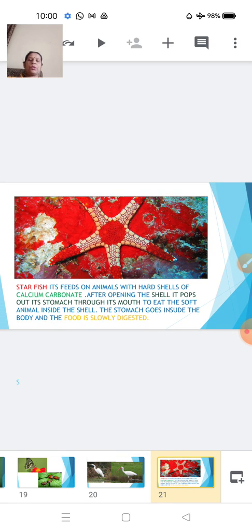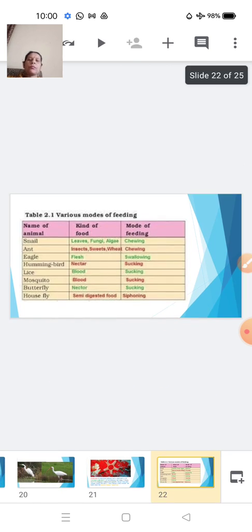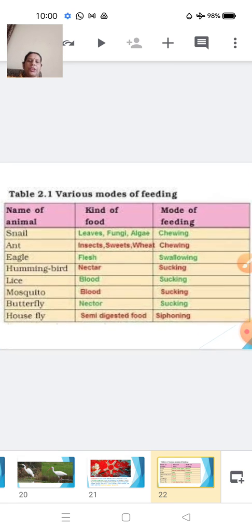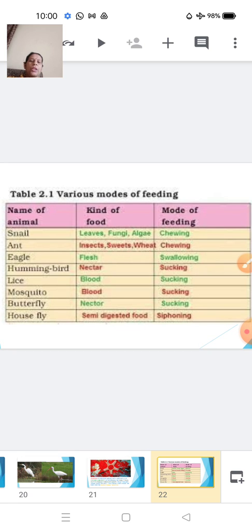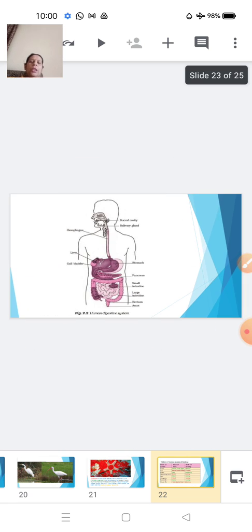So children, here you saw how different animals take food in different ways. Here is a chart which is given in your textbook. The different animals are there, with their kind of food and their mode of feeding. So children, you just copy this down in your assignment notebooks. I hope you have understood.